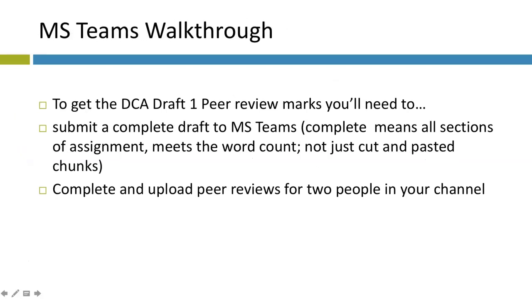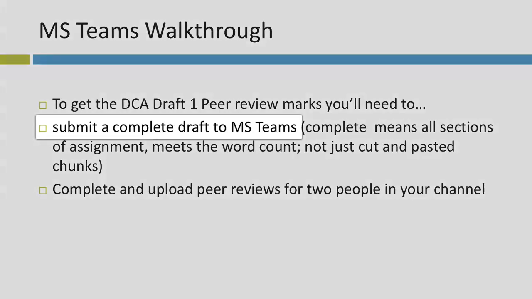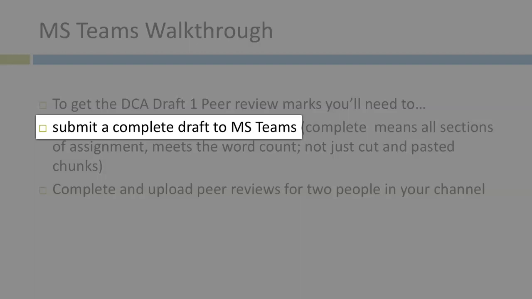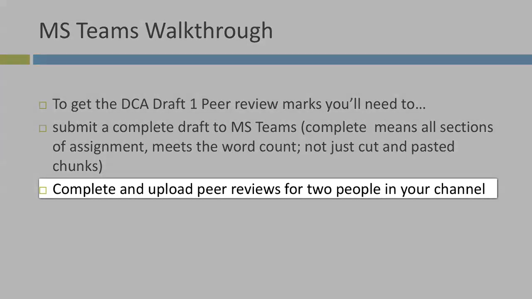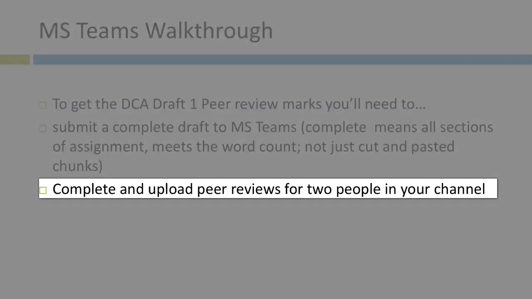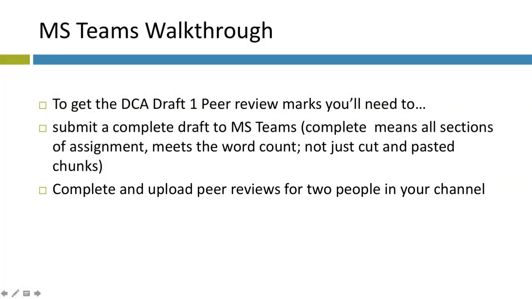So let's talk briefly about how we're going to be using Microsoft Teams for the DCA first draft peer review. What you will need to do first off is to submit a complete rough draft to Microsoft Teams in time for our Friday seminar. So that's the first step, is to submit your rough draft to Microsoft Teams, and then the second step is to complete and to upload peer reviews for 2 people in the private channel on Microsoft Teams that we'll be creating for you in order to do your peer review.